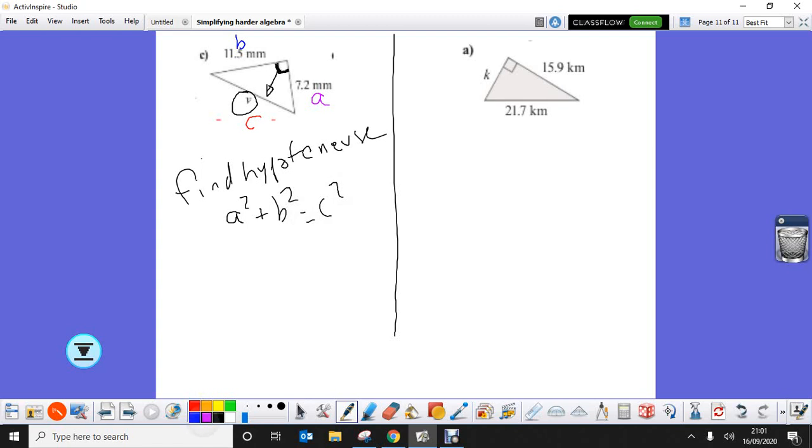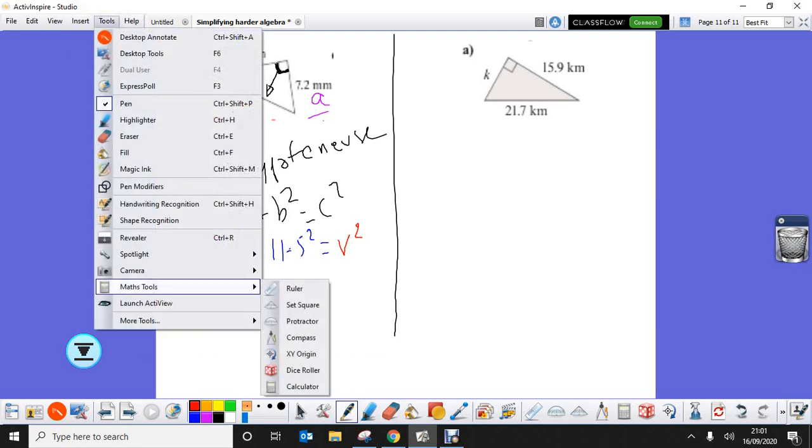Next step, I'm going to sub in the values that I know. I know A is 7.2, so 7.2 squared. I know B is 11.5, so 11.5 squared. And I'm going to add those two together, and that's going to equal whatever my C is, and in this case they call it V. So we're going to substitute in the value that we want, V squared. So over to the calculator.